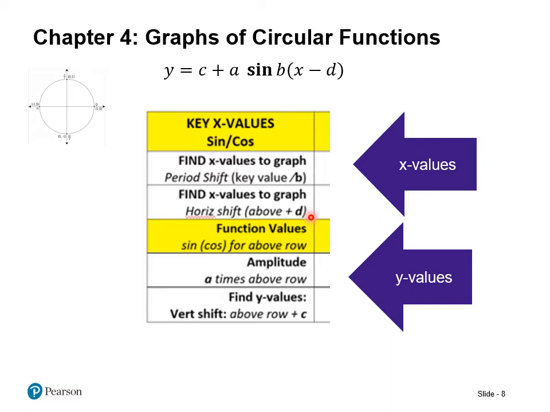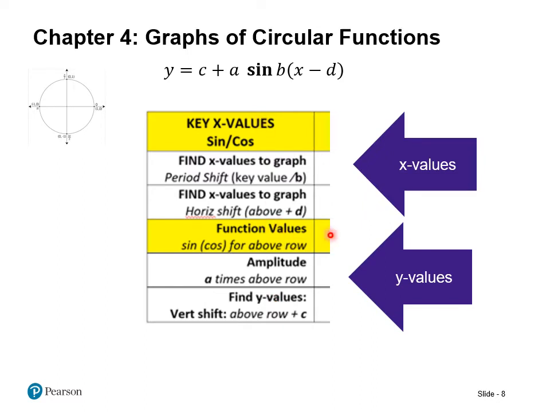Okay? The functional values, these are actually the trig values, the sine of 0, the sine of 90, the sine of 180, etc., that are mapped into those x values. All right? So these are our givens, and then we use the variables a and c to shift the amplitude or magnitude, and also the vertical.